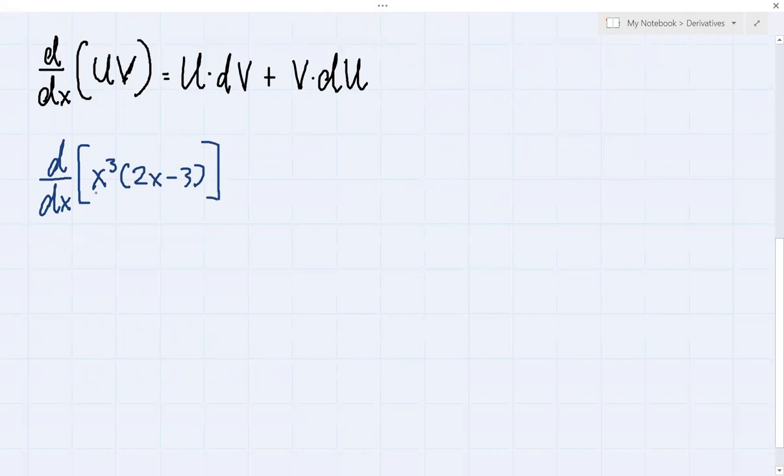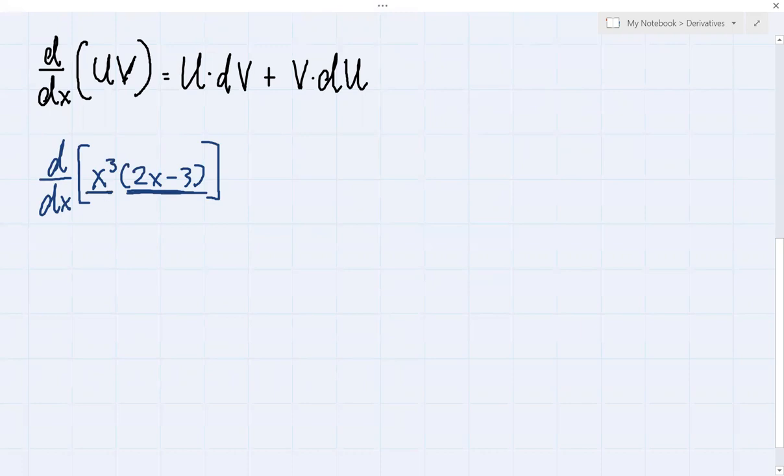Kung mapapansin nyo, magkadikit si x cubed at saka si quantity 2x minus 3. If you're going to recall, kung gagamit ka ng sum and difference rule, di ba ang gagawin mo is i-expand mo siya, di ba? Pero how about this one? Imbes na i-expand mo, tapos gagamit ka ng sum and difference rule, how about we use product rule overall, kasi meron tayong magkadikit na dalawang functions.